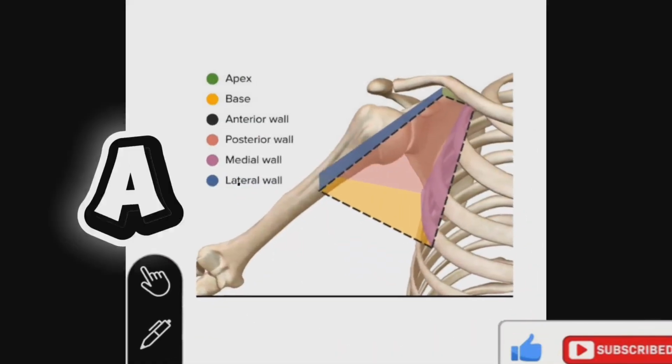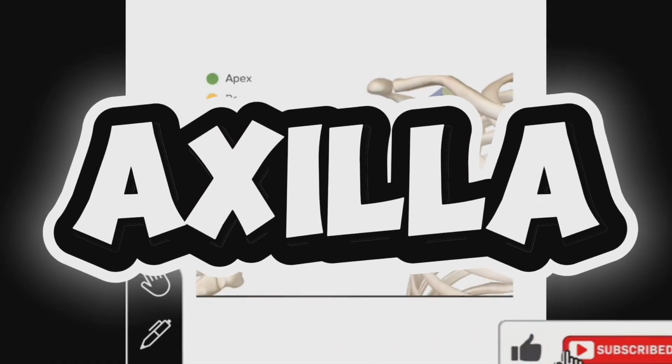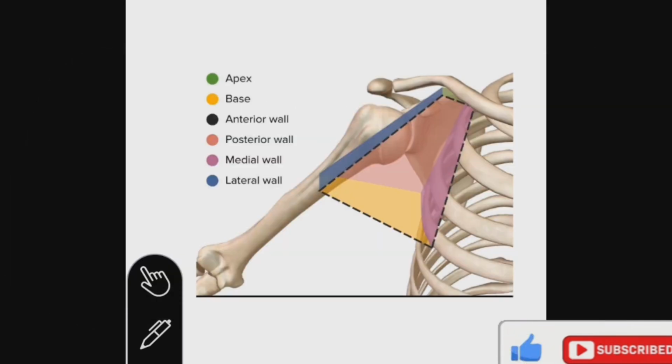We'll talk about the anatomy of the axilla. Now, the axilla is a pyramidal fat-filled space that is located between the upper limb and the thoracic wall. It serves as a passageway for neurovascular bundles and helps to transmit these neurovascular bundles to the upper limbs. The axilla is very important and is shaped like a pyramid.